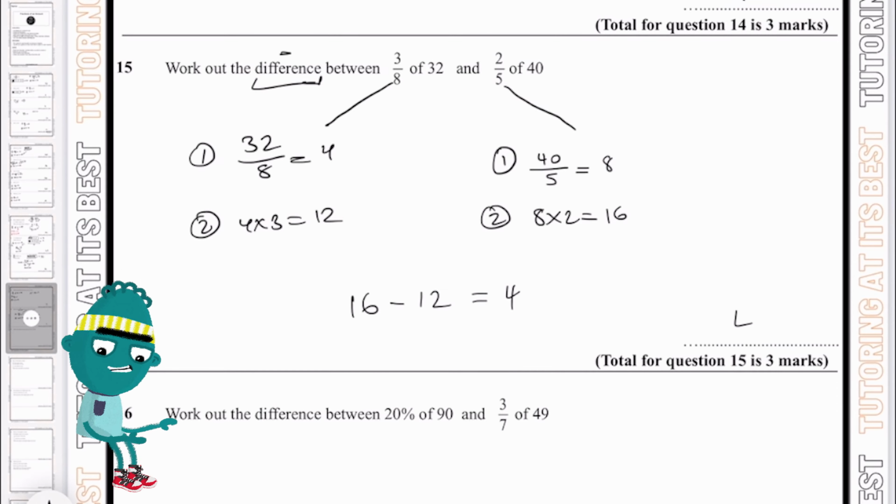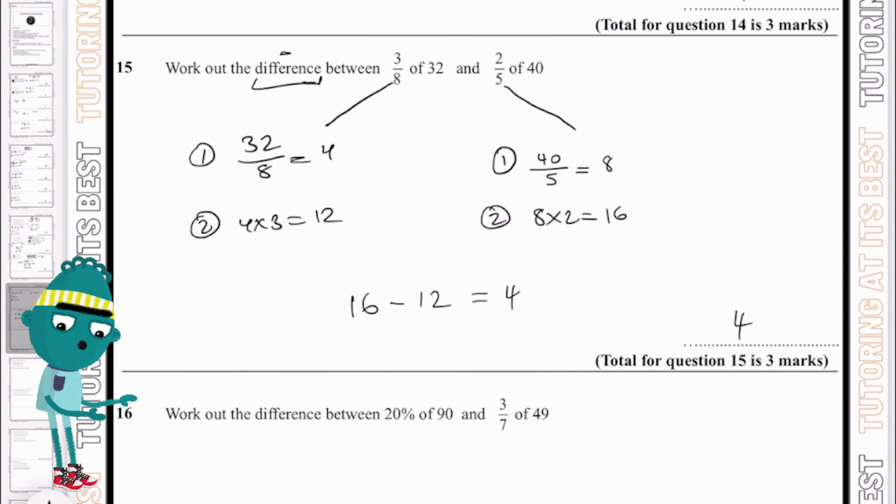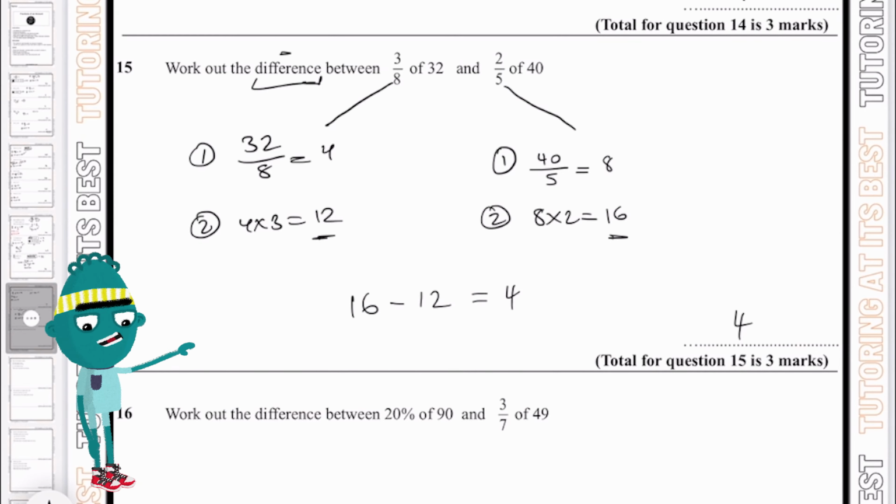And that's our answer. Remember, if you thought, okay, 12 comes first, so isn't it 12 take away 16, which gives us minus 4? Well, not really. We're just looking for the difference between both numbers, so you would do the largest number take away the smallest number on all occasions.